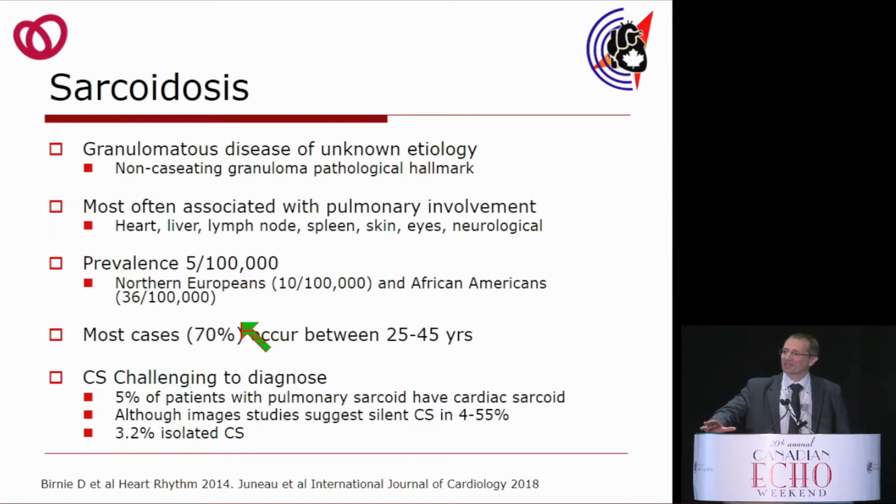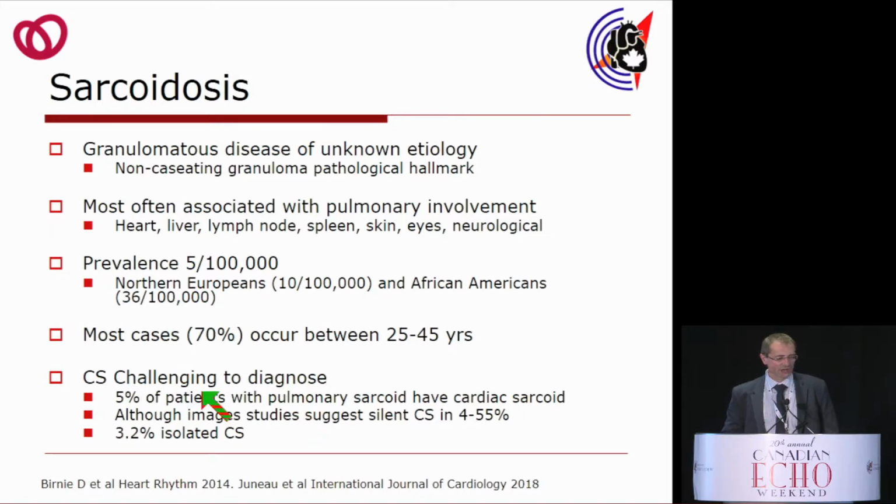So I want to change tack now and look at sarcoidosis. Sarcoidosis is a bit like the Montreal Canadiens. They're very enigmatic as a hockey team, and sarcoidosis is a very enigmatic disease. We don't really know what causes it. We know it has pathological characteristics, such as these non-caseating epithelioid granulomas. It most often involves the lung, but can involve the heart, the liver, and other organs. Its prevalence is about 5 in 100,000, but that prevalence may differ in different populations.